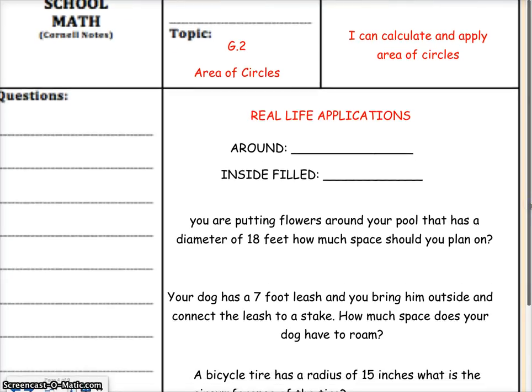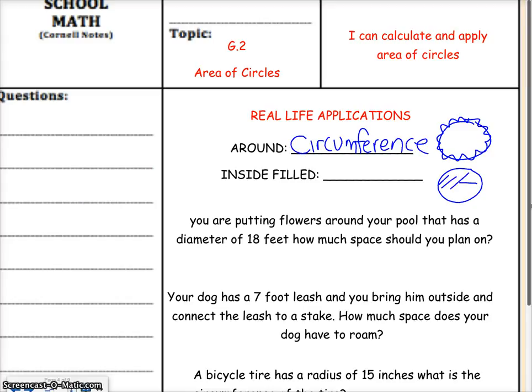With circumference, circumference is talking about going around. So if I'm going around something, that means I'm not going inside. That is circumference. If you know that you're going to fill something up, you're going to fill the whole thing up, that is going to be area. So you're going to have to ask yourself, is this filling something up or am I going around? Am I going inside all of this or am I going around?